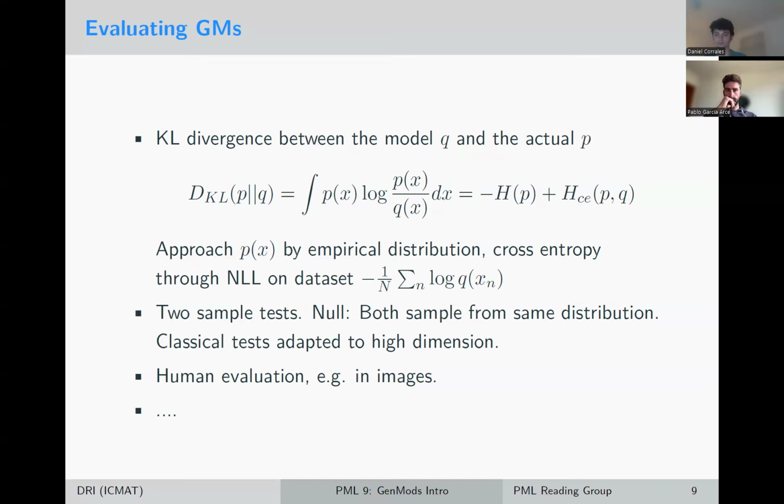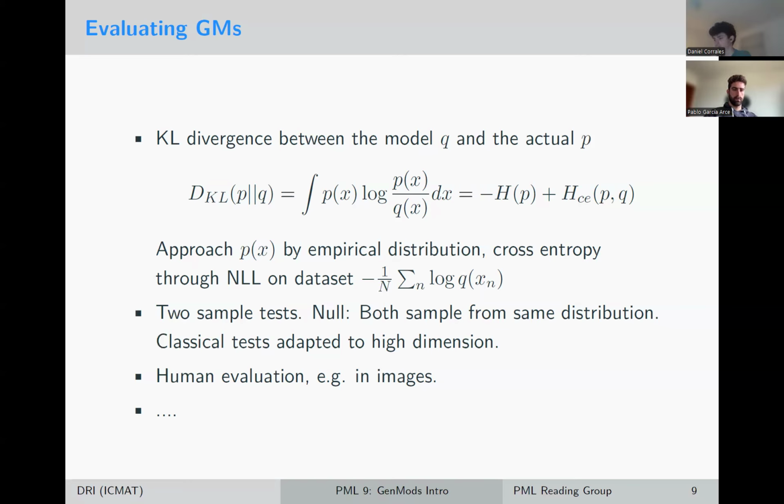In the realm of GMs, P of X can be approached by the empirical distribution, and as a consequence, the cross entropy, which is the second term in this equation, can be approximated by the negative log likelihood on the data set, which is expressed by this expression.